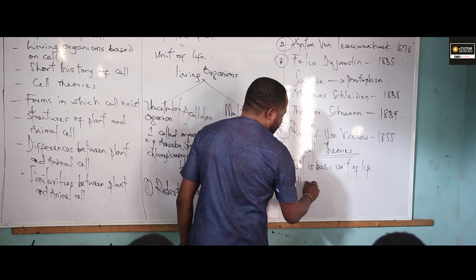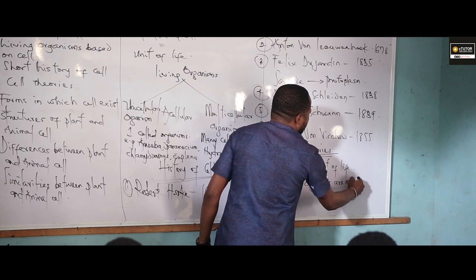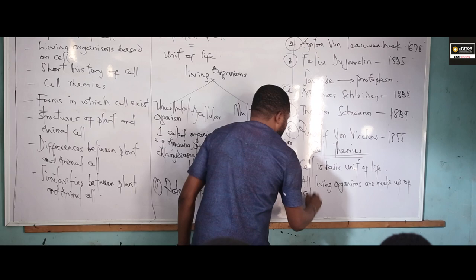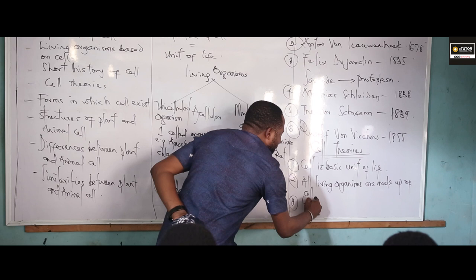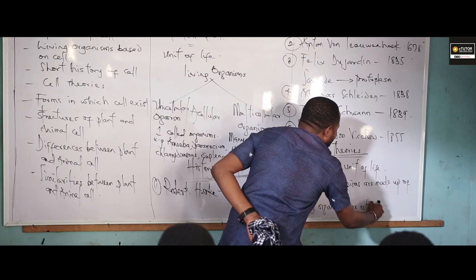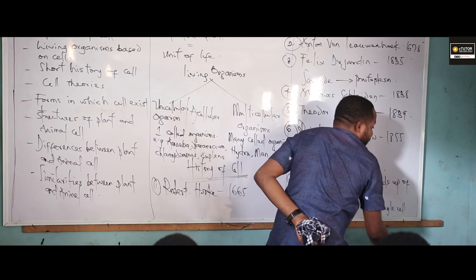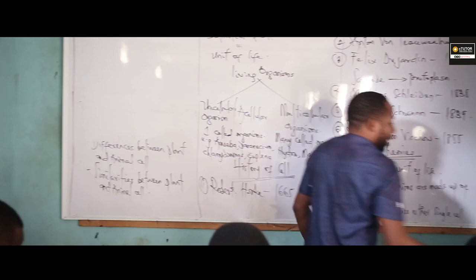All living organisms are made up of cells. All living organisms are made up of what? Cells. That's number two. Then number three: living organisms are either single cell or group of cells.